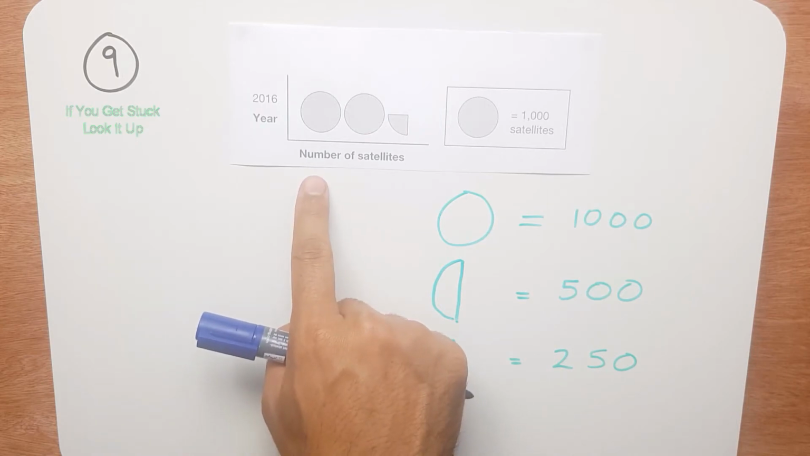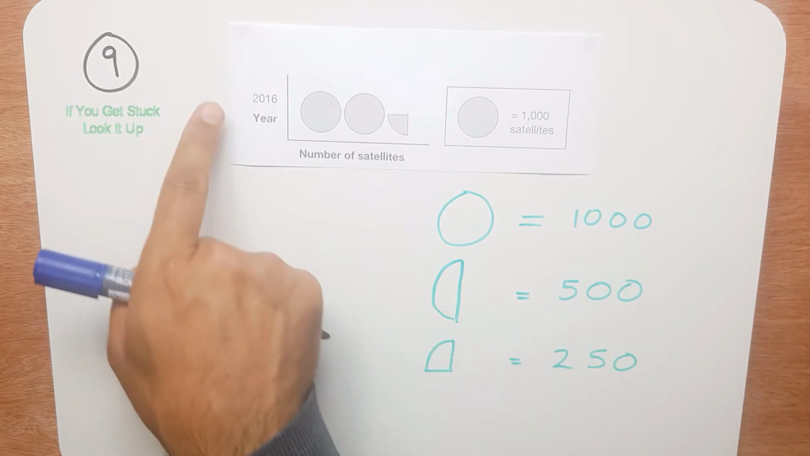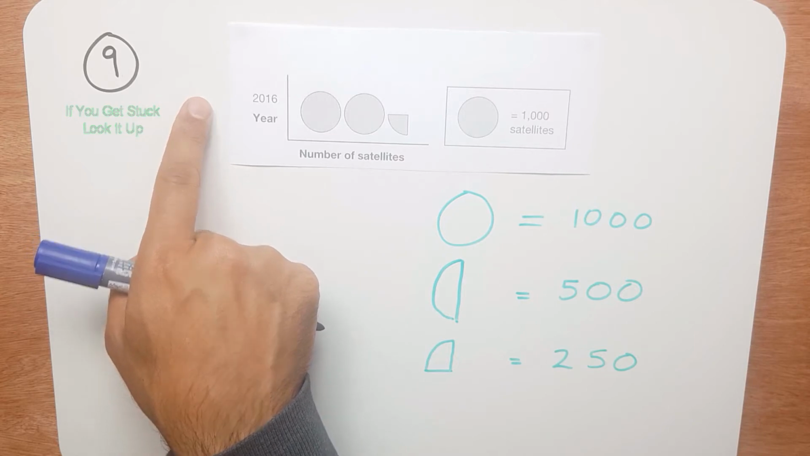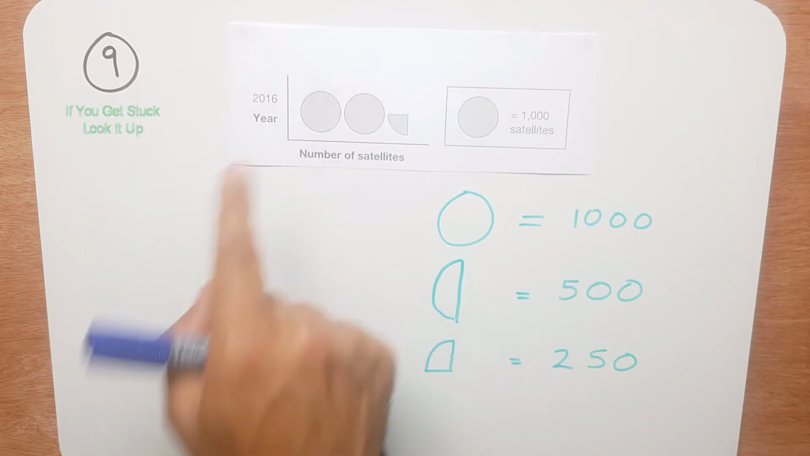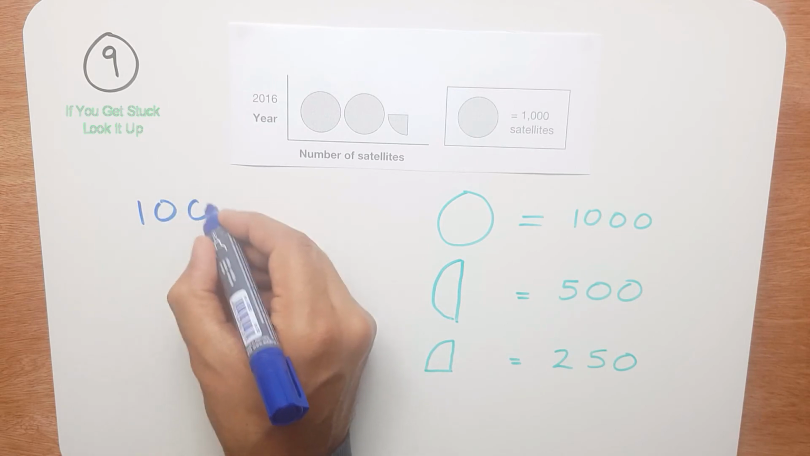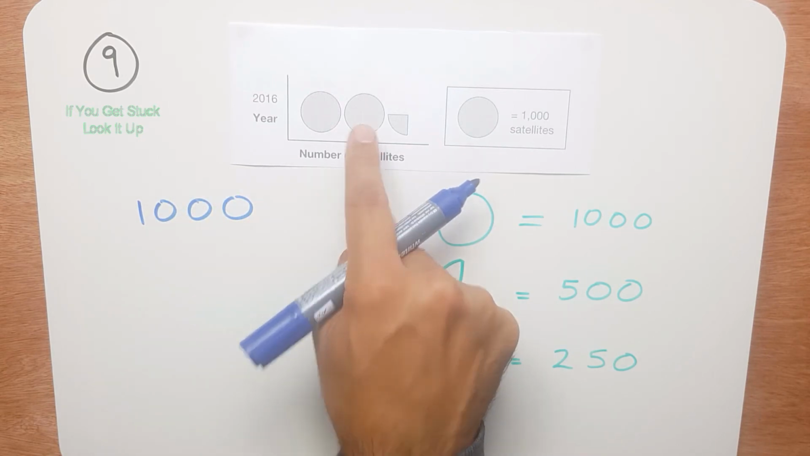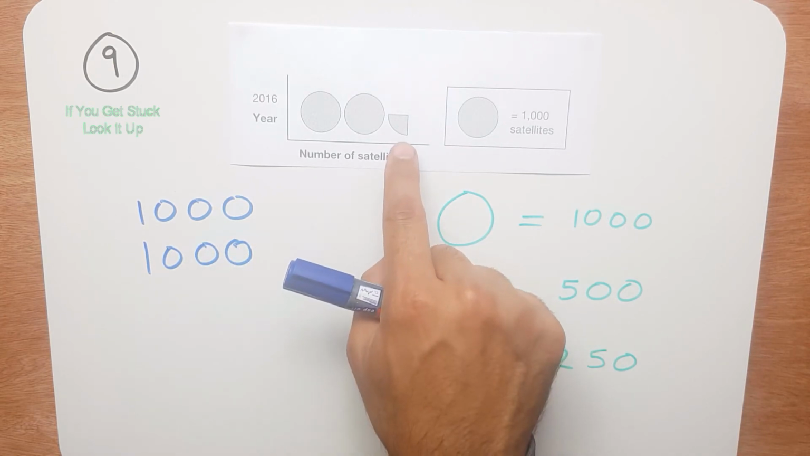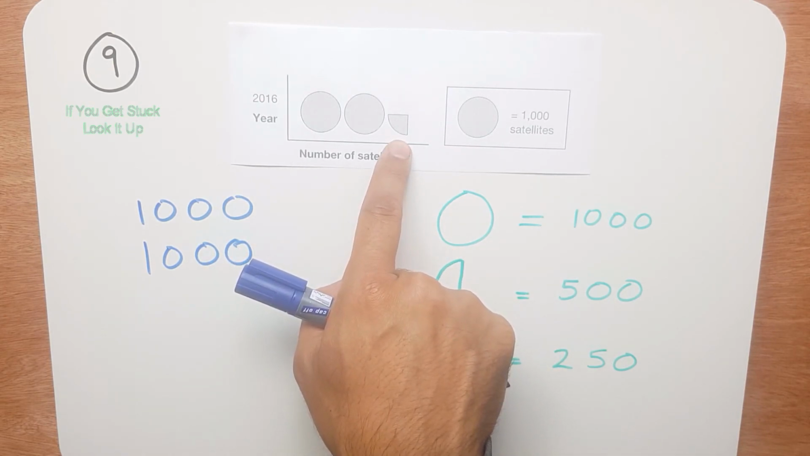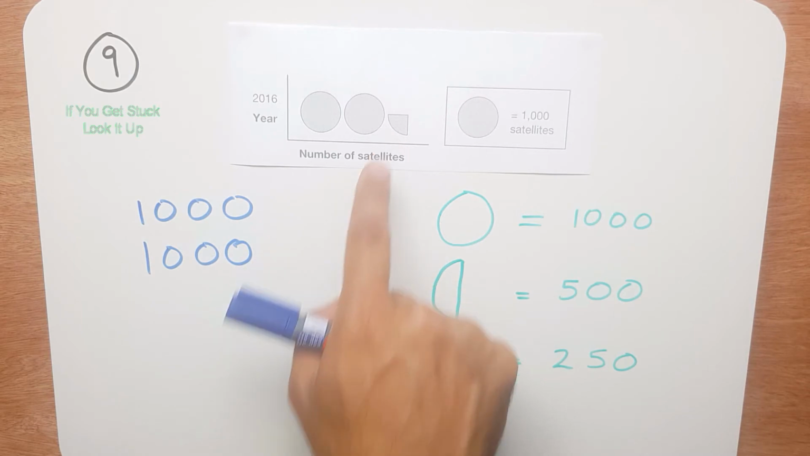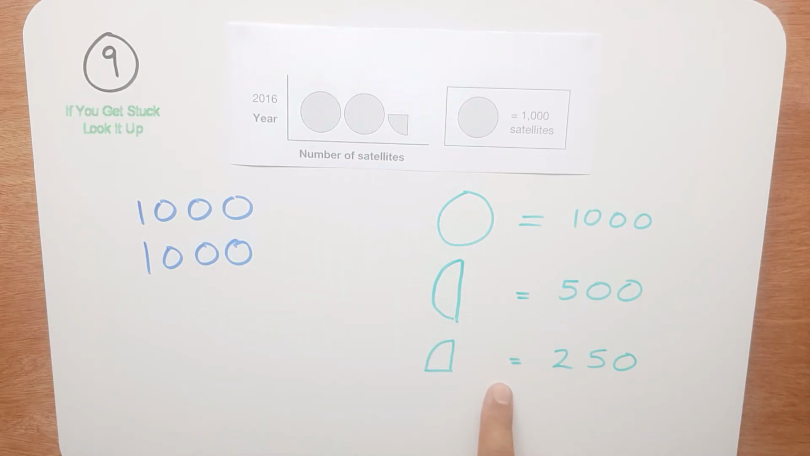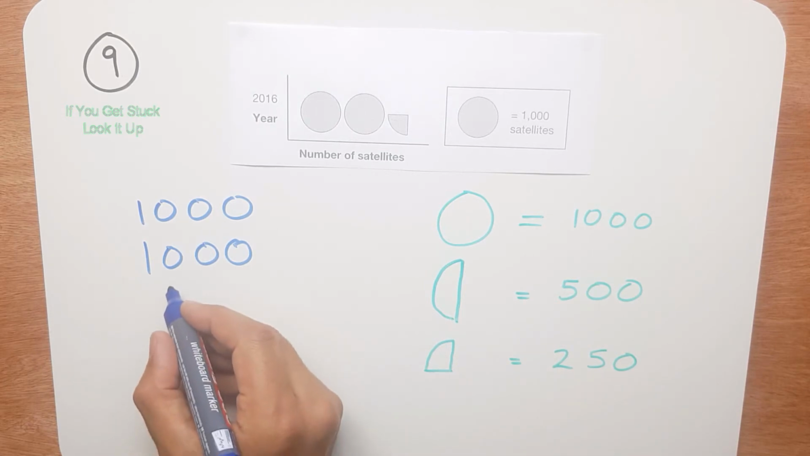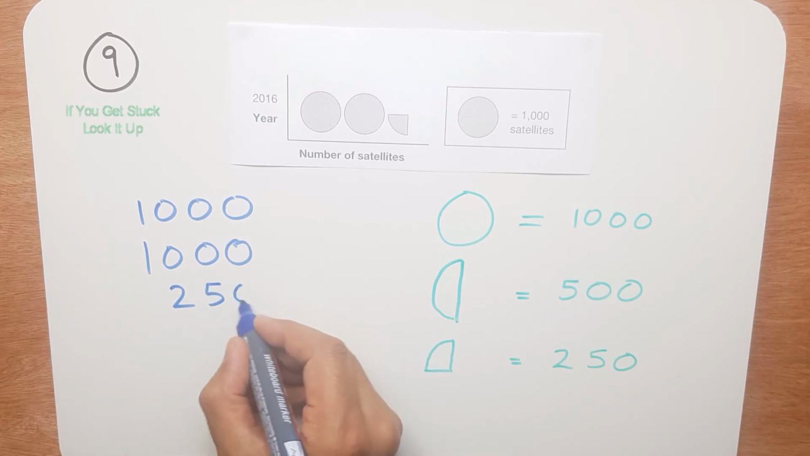Now we need to work out the number of satellites in 2016. So we've got one full circle, which is 1000. Another full circle, which is another 1000. And finally we've got this. This is a quarter of a circle. And we figured out here that a quarter of a circle represents or stands for 250 satellites. So we're going to add another 250 satellites.